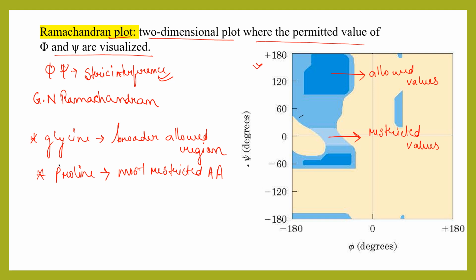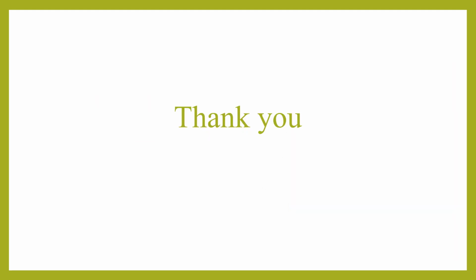So what we have discussed is that Ramachandran plot is a two-dimensional plot where permitted values of phi and psi are visualized, and it was first discovered by the scientist named G.N. Ramachandran.